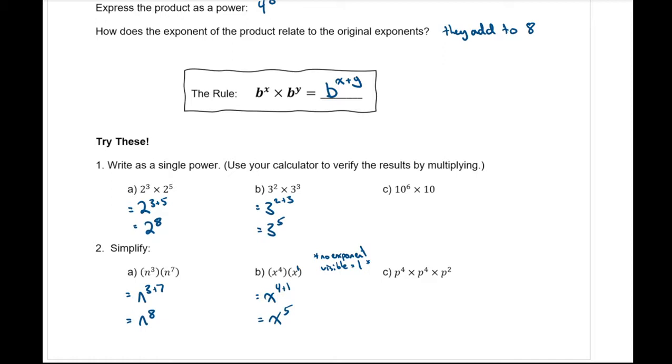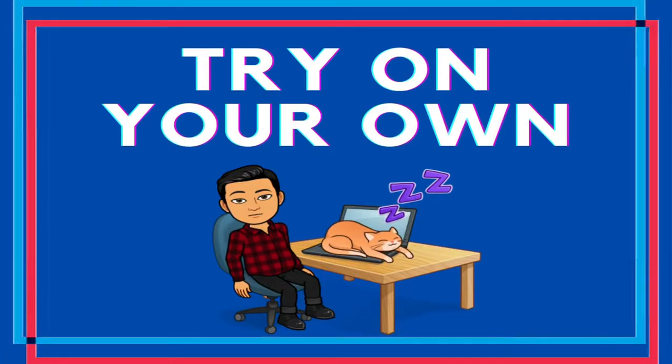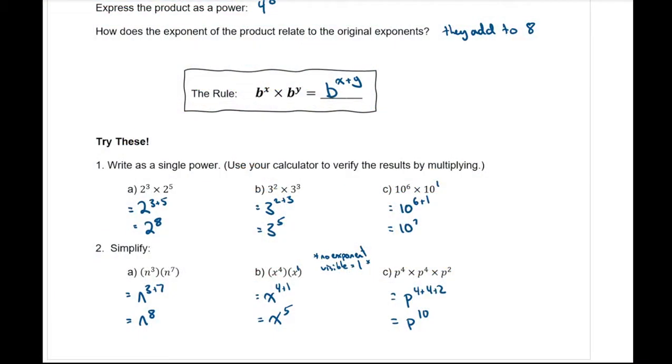I'm just going to give you a quick second to try the last two, both C's, on your own, and we'll check back in a quick second. So in our last two, 10 to the power of 6 times 10 to the power of 1, you should have gotten 10 to the power of 7. And for C, for number 2, even though we have 3 powers multiplied, we're still going to add them all because we have the same base of p. So p to the power of 4 plus 4 plus 2, which gives me p to the power of 10.